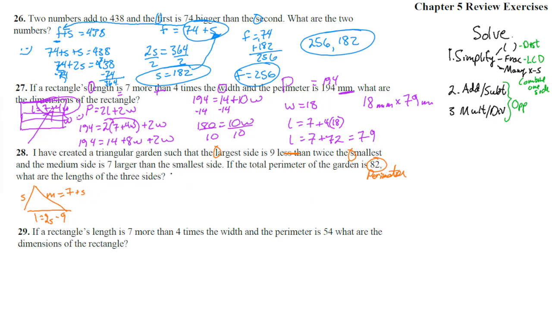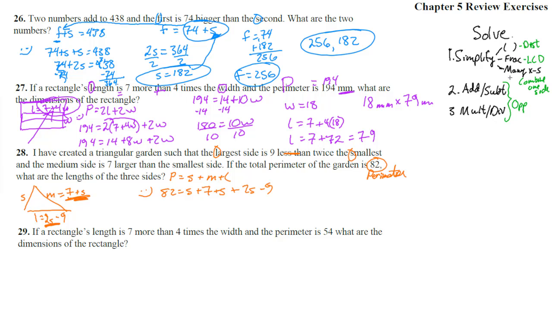Now, perimeter of a triangle, if you remember, is just the side 1 plus the side 2 plus the side 3. You can write it down like this, or you can write down the 82 is equal to the small plus the medium, which we know what that is. That's 7 plus the small. Plus the large, we know what that is. 9 less than twice the smallest. And look at where we are. We have an equation. Once you think through that and get your equation, you're home free.